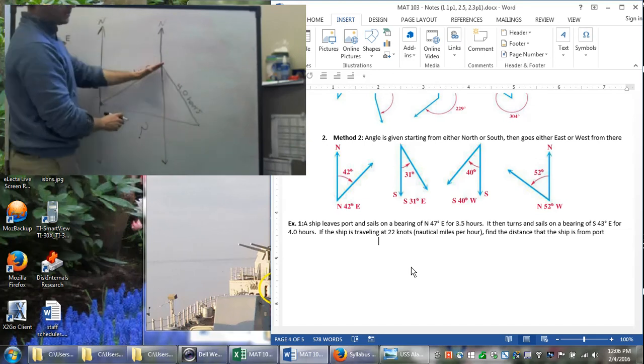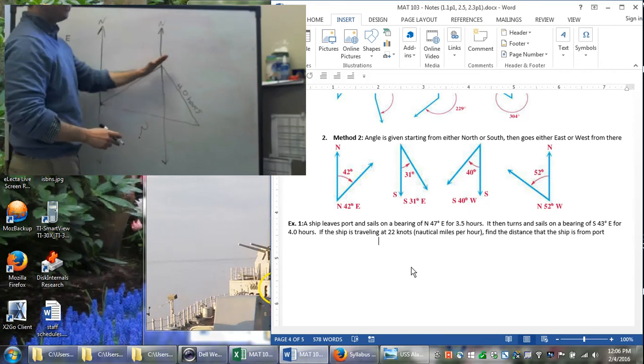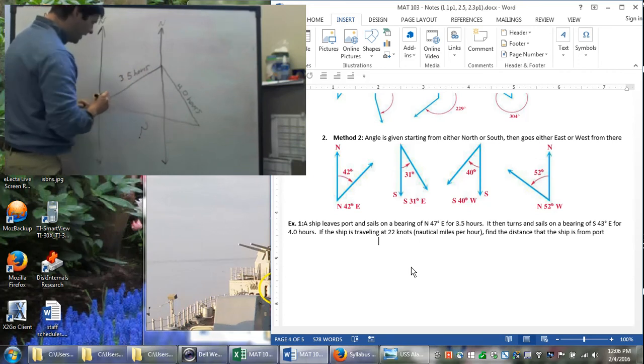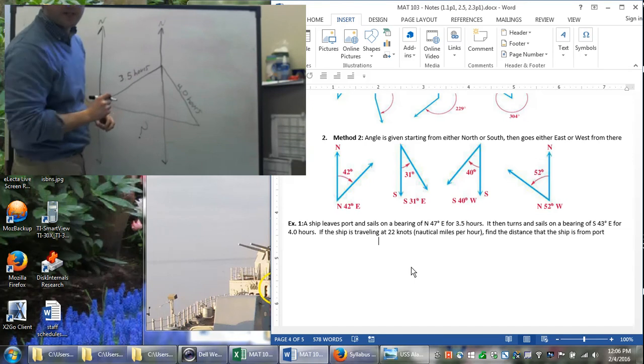I'm trying to figure out my camera here. Yeah, I have to go this way to match what's on the screen. That's weird.